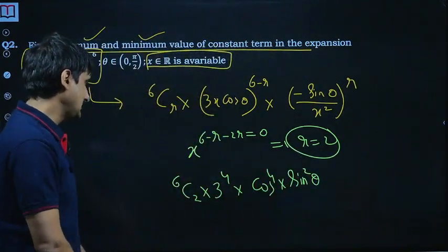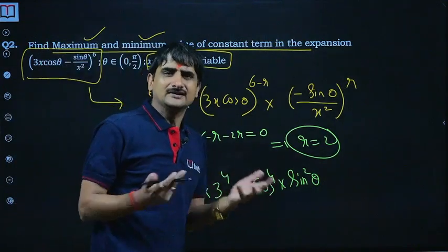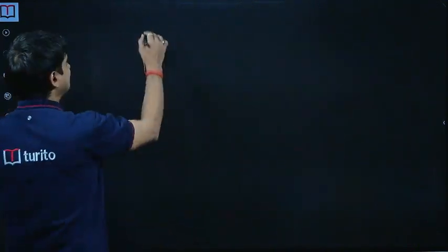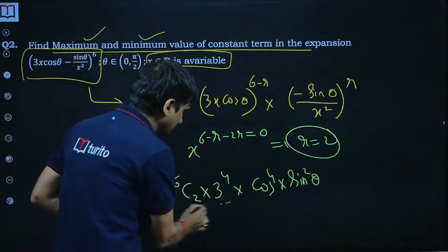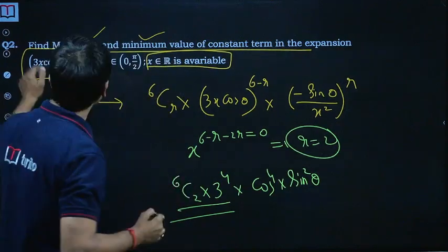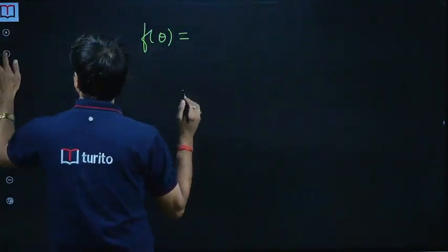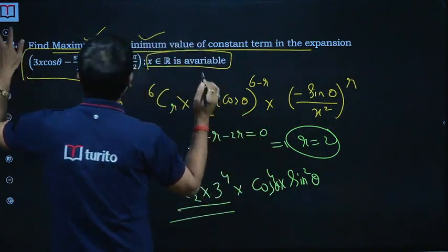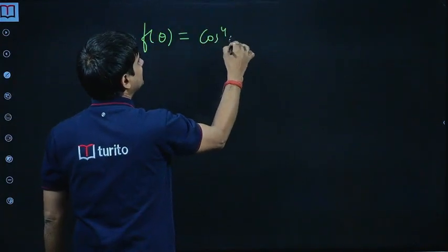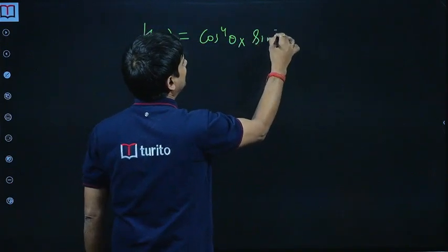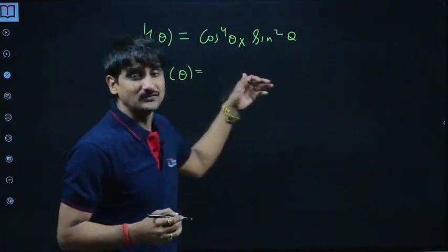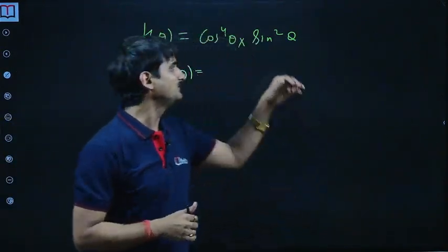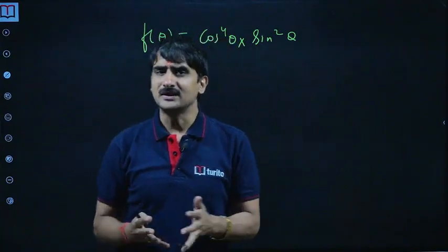Isn't that so? Okay, now see, it's simple. Now you have a function f of theta, because the rest is a constant with respect to theta. So we have a function which we need to maximize or minimize here: cos raised to the power 4 theta into sin square theta, and we all know how to do it. You will just differentiate this, or you can even try to convert it to a polynomial form. You can replace sin square theta by 1 minus cos square theta.